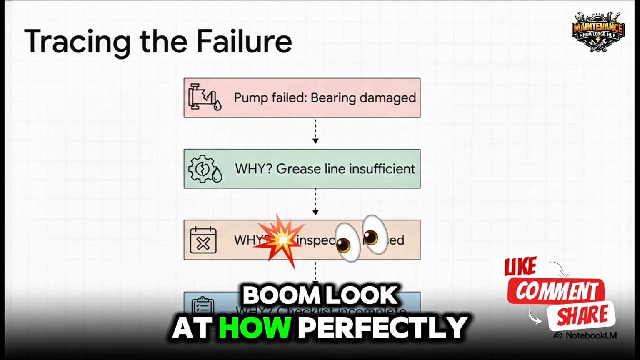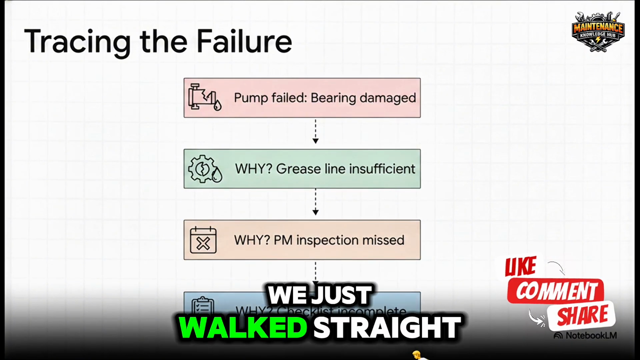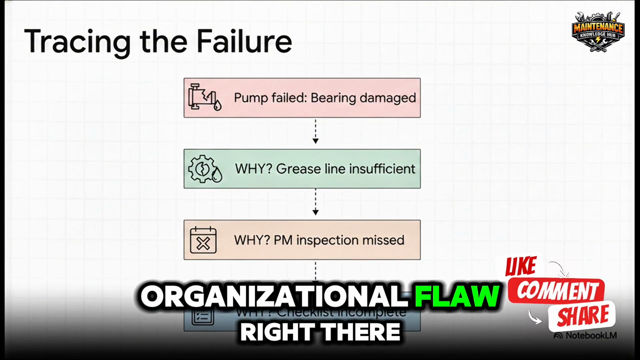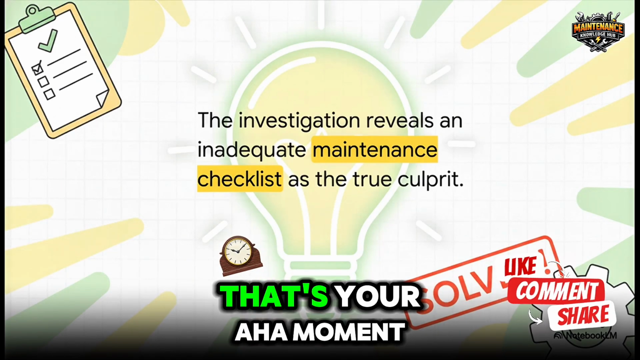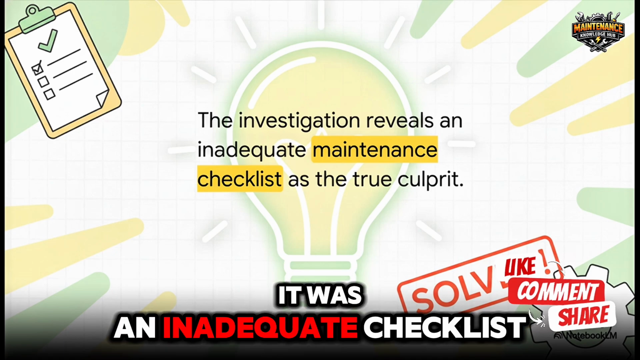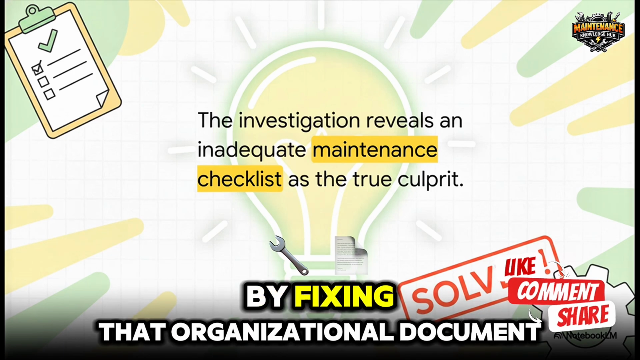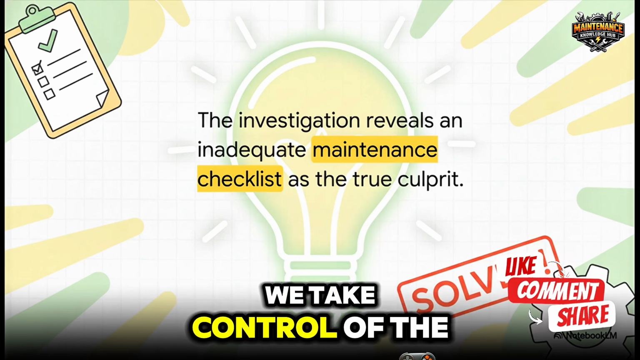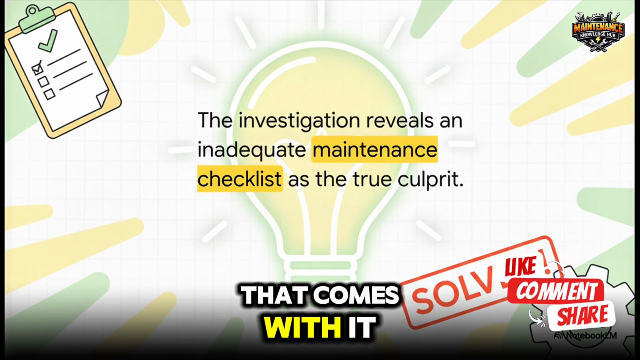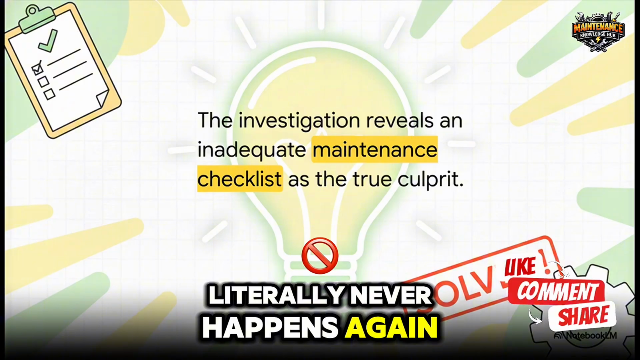Boom! Look at how perfectly that flows. We just walked straight past a busted piece of metal, right into a systemic organizational flaw. Right there, that's your aha moment. The real culprit was never a faulty bearing. It was an inadequate checklist. By fixing that organizational document, we take control of the whole process, and we guarantee that a blocked grease line and the dead bearing that comes with it literally never happens again.